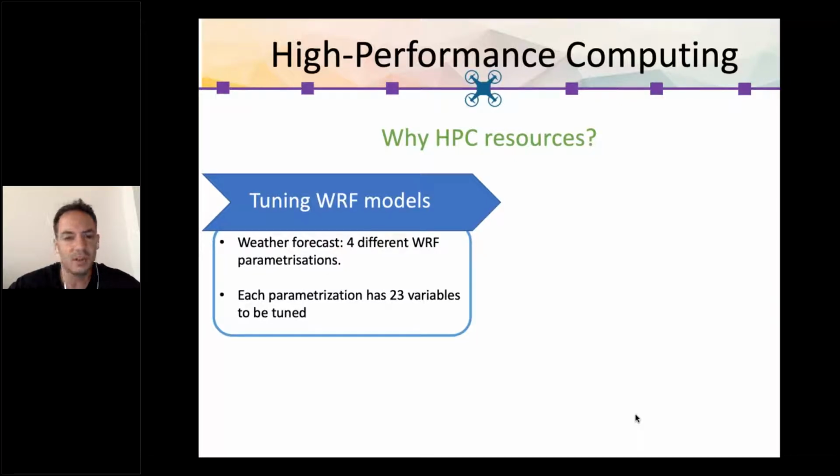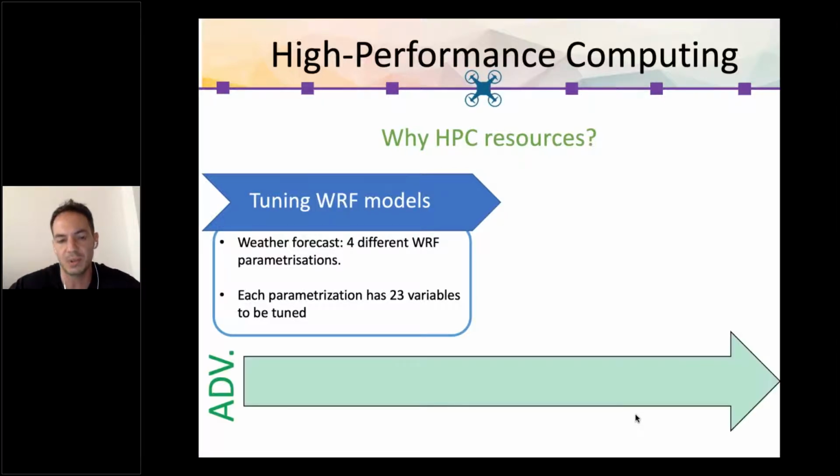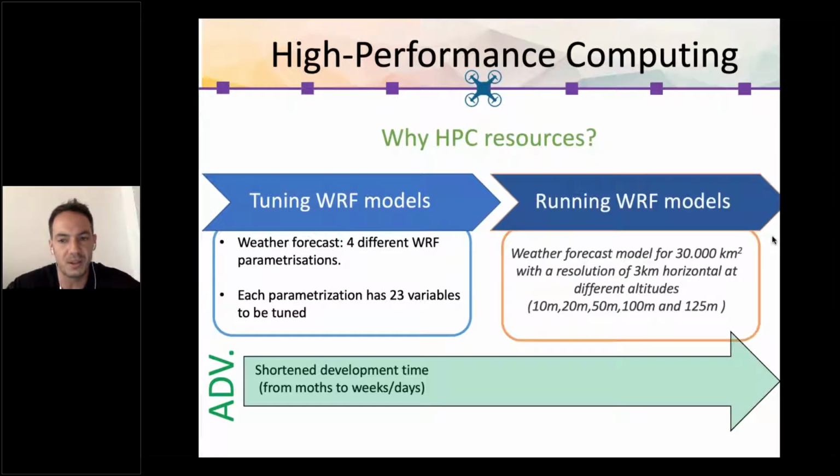Imagine during the process of developing the models, for sure at the beginning we are going to need to tune all these parameters that I have previously said. So in this specific product in HERCULES, we are going to have 4 different WRF parameterizations, right? And in each of these parameterizations, we have 23 variables to be tuned. So the advantage of using high-performance computing resources is that we are able to shorten the development time, maybe from months using, well, I would not say a regular computer, I would say a good computer in our own facilities, to days.